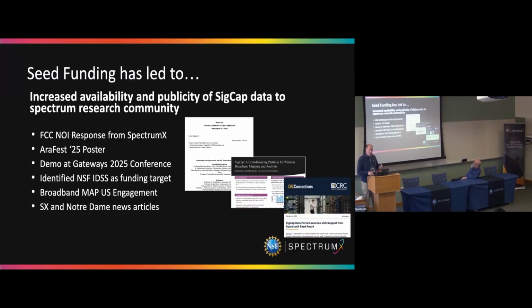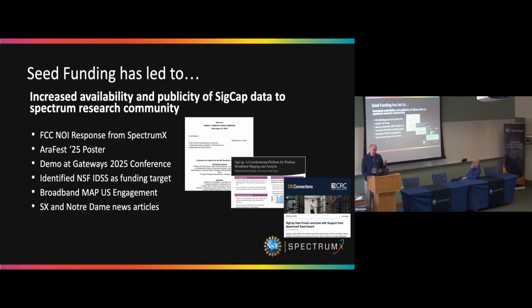Seed funding has led to a few outcomes, so I wanted to share those with everyone. So we did submit a response to an FCC NOI that was talking about publicly available neutral data sets that might be interesting to the FCC in the future. Mohammed has done a poster at AeroFest. We will be giving a demo of this platform at the Gateways 2025 conference, which is a scientific gateways conference, but my group is a research software engineering group, not necessarily a radio domain group. So the Scientific Gateways Conference is great for our group to go present it.